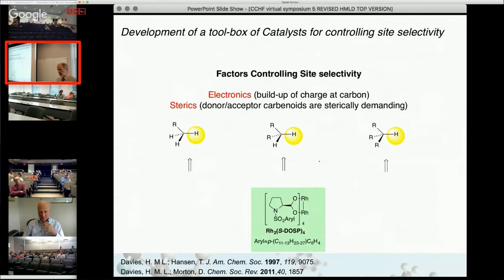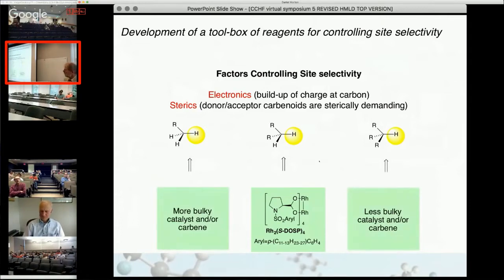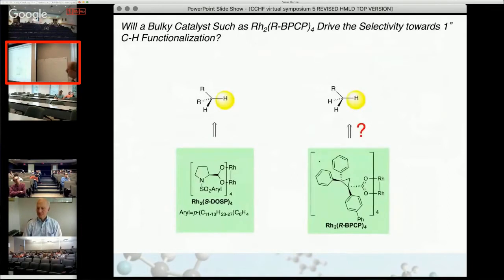Now, what we want to be able to do, next slide, is to change this normal behavior and really bring in different types of catalysts with changing the sterics. So we could go for a less bulky catalyst, I would go for tertiary, and then a more bulky catalyst, I would go for the primary CH bond.